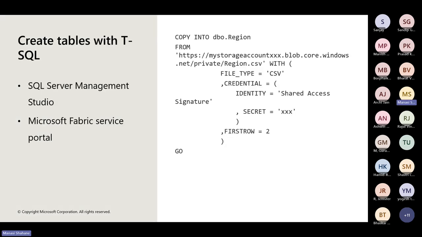Then if you have to create a table, this is how you can do it. If you recall, I talked about the data pipeline, data flow. You can use the copy tool, the copy command. So this is how you can use the copy command when you want to load data into the fact table, or you want to create a table in a data warehouse. You can definitely use the copy command.